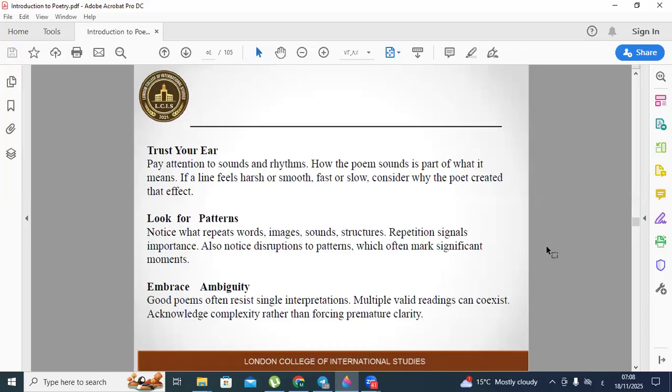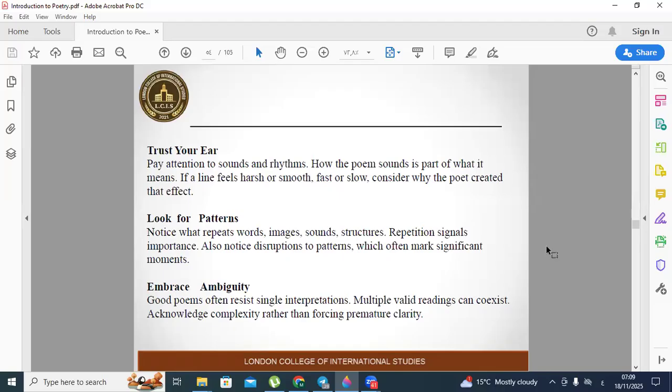Third, embrace ambiguity. Good poems often resist single interpretations. Multiple valid readings can coexist. T.S. Eliot's The Love Song of J. Alfred Prufrock has been interpreted in countless valid ways. Acknowledge complexity rather than forcing clarity. It's intellectually honest to say this line could mean either X or Y, and perhaps that ambiguity is intentional rather than accidental. Certainly, do not fear it.